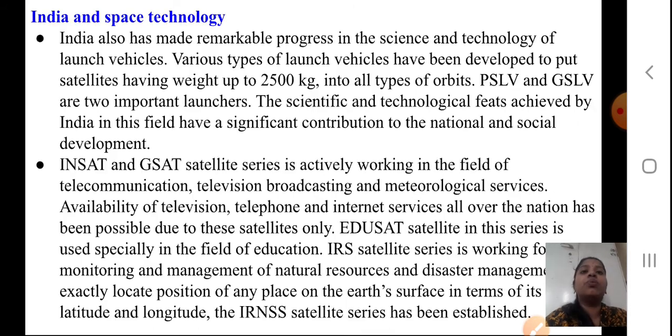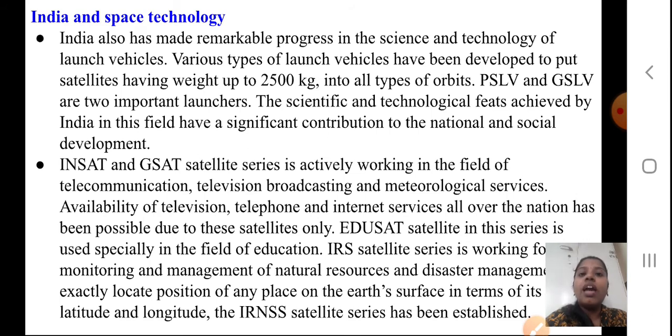Okay, so India and space technology. Now we'll see what India has done in space technology. India also has made remarkable progress in the science and technology of launch vehicles. Various types of launch vehicles have been developed to put satellites weighing up to 2500 kg into all types of orbits. PSLV and GSLV are the two important launchers.